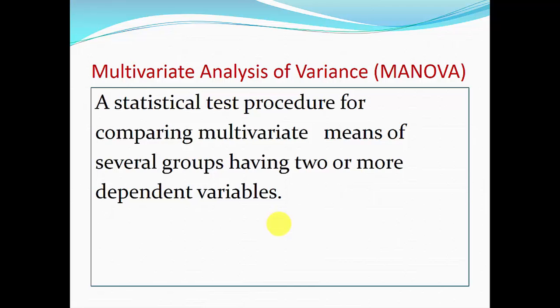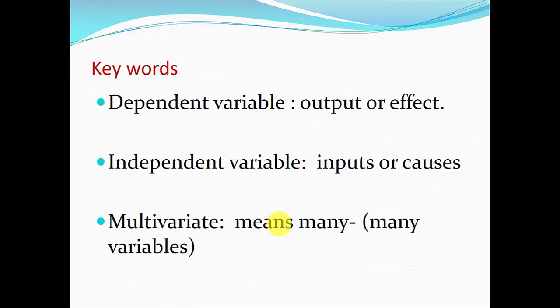Before we continue, I want us to go to slide 3, which has major keywords that we'll be discussing as far as this presentation is concerned. We're looking at dependent variable. A dependent variable is that variable that depends on the other variables in the study. It represents the output or effect. You can also call it response variable, or output variable.